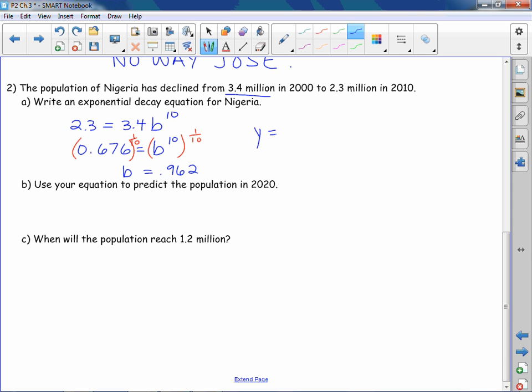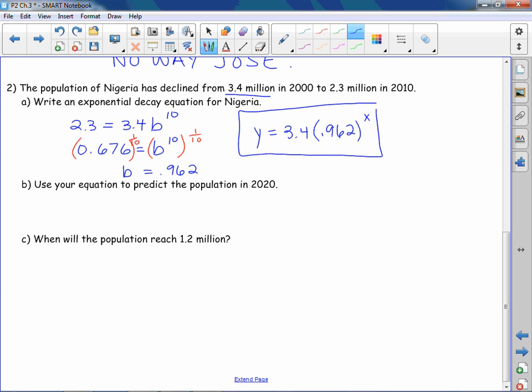I got 0.963? Is it rounding? It's 0.9616. I got 0.96301. Okay, so it's 0.962. Hey guys, come on back. Okay, so y equals 3.4 gets to stay, and then my b turns into 0.962 to the x. So there's my decay equation.